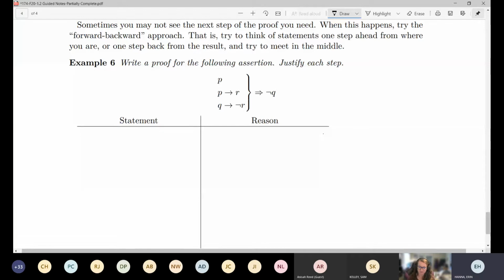Anyway, this next one. Write a proof for the following assertion. Here are the things we know. We know P implies R. We know Q implies not R, and we want not Q. So first thing I'm going to do is write down all the givens. So we have P implies R. Given.